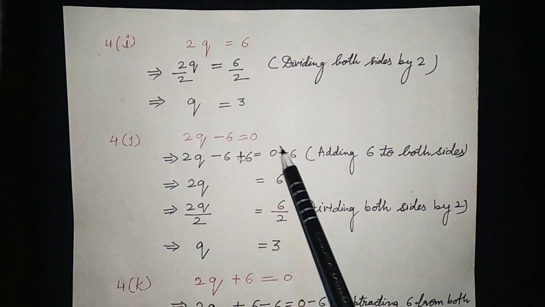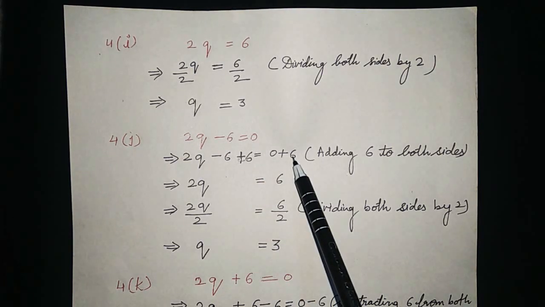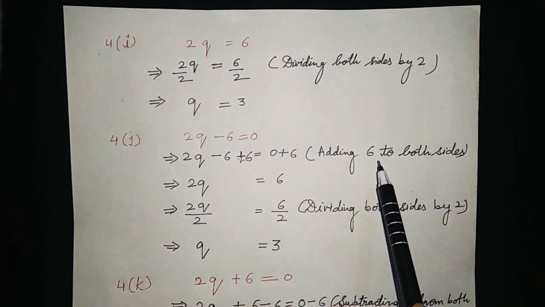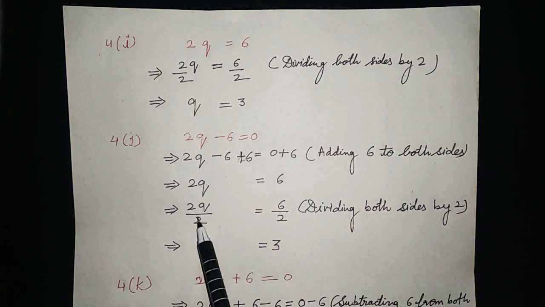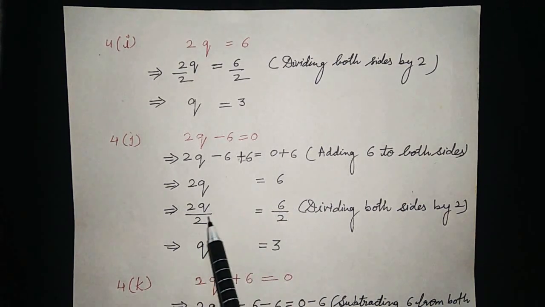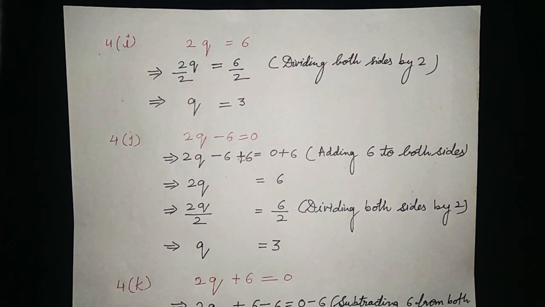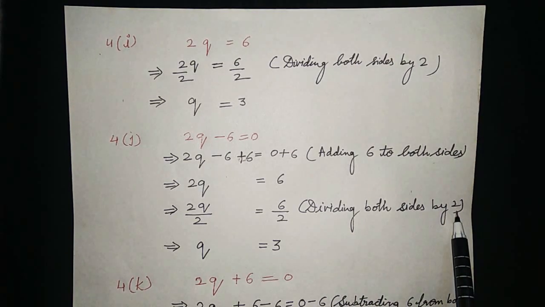And in this step, what have you done? You have added 6 on both the sides of the equation. So here you will write adding 6 to both sides. Now here you can see what you have done. Here also you have divided both the sides by 2. So you will mention it in the bracket, dividing both sides by 2.